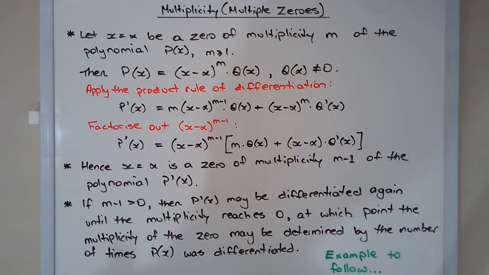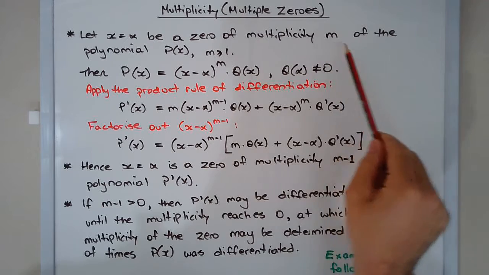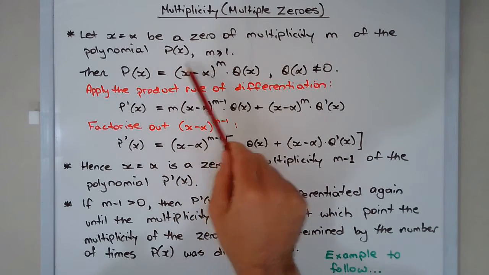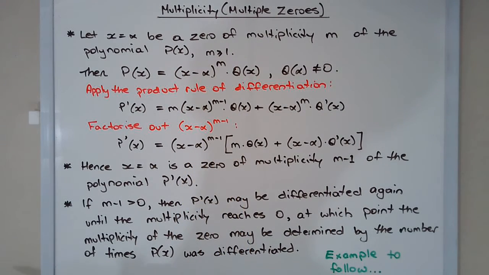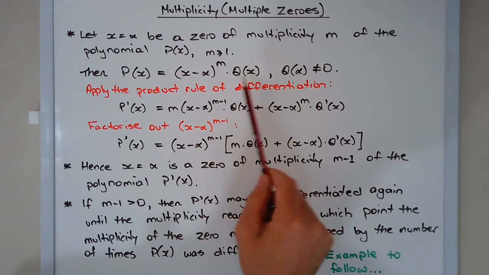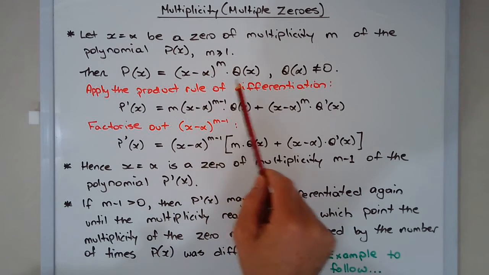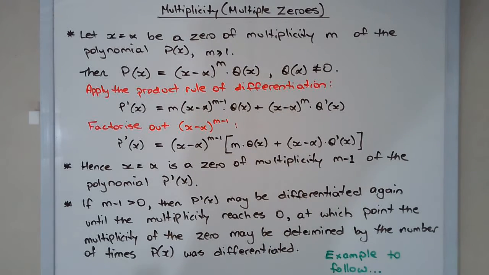Continuing on with our discussion on multiplicity, let x equals alpha be a zero of multiplicity m of the polynomial p of x, where m is greater than or equal to 1. Then p of x can be written in divisor quotient form, as in p of x equals (x minus alpha) to the power of m multiplied by q of x, where q of alpha does not equal 0.